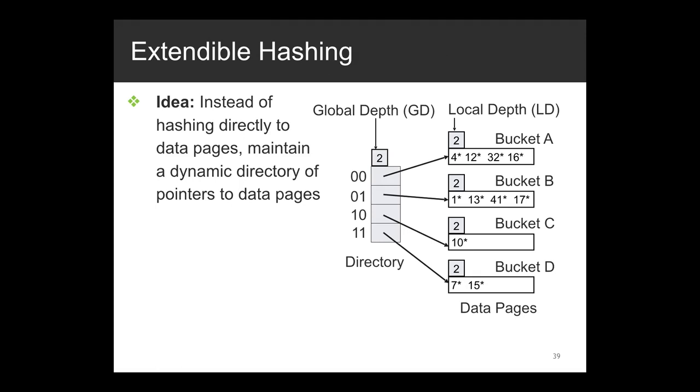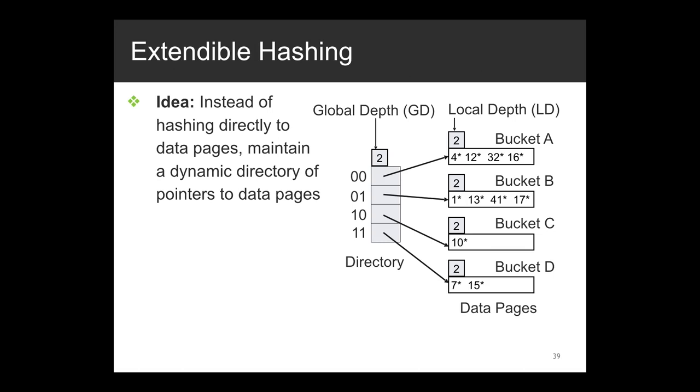Why? What is the binary representation of 4? 1, 0, 0. What are the 2 least significant bits? 0 and 0. And therefore, 4 is in the bucket pointed to by 0 0. Same thing with 12. Same thing with 32. Same thing with 16. What are the least two significant bits of 1? 0, 1. So 0, 1 points to this. What about 13? Again 0, 1. So it points to this.